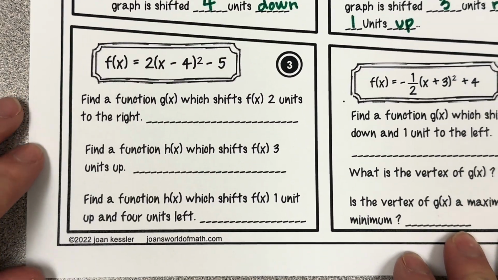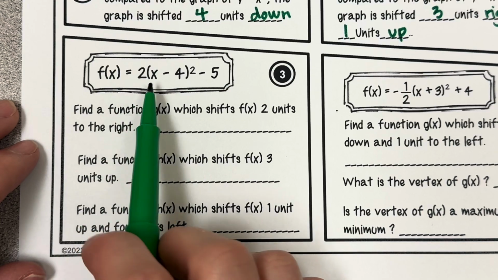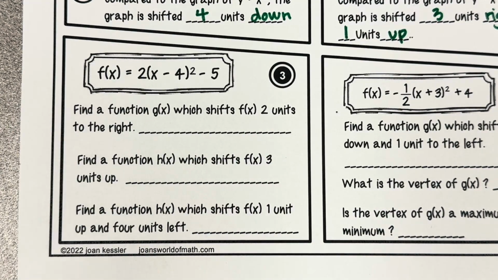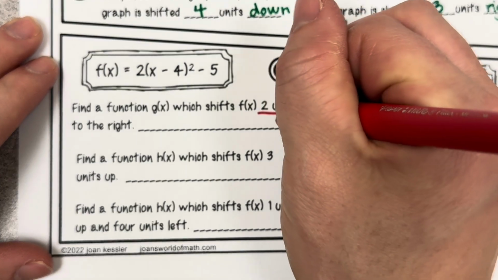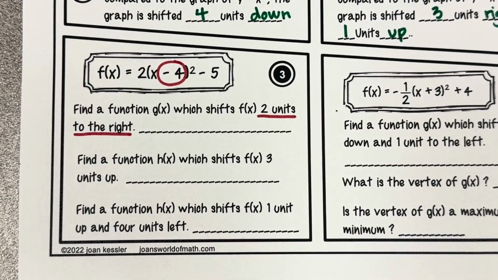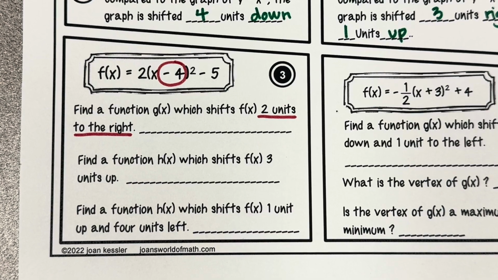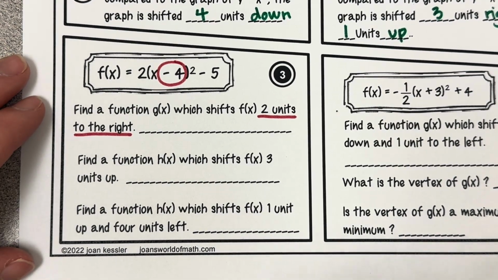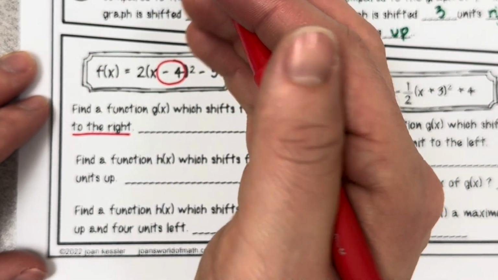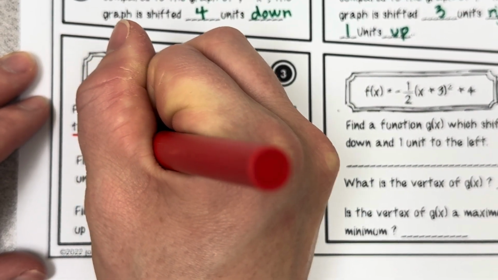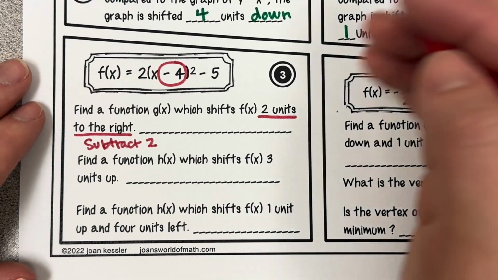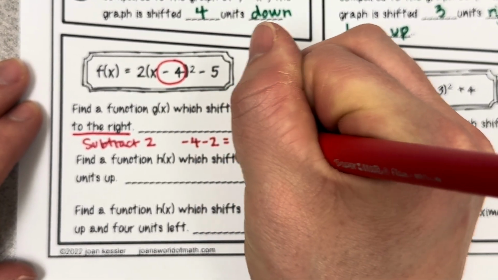Okay, box number 3. It gives us our function right here, and then it says find a function g of x which shifts f of x 2 units to the right. Whenever we're talking about 2 units to the right, that is going to affect this number right here. Because it wants us to shift it 2 units to the right, we're actually subtracting 2. So I'm going to subtract 2 more from whatever that number is. Well, -4 minus 2 is going to give us -6.